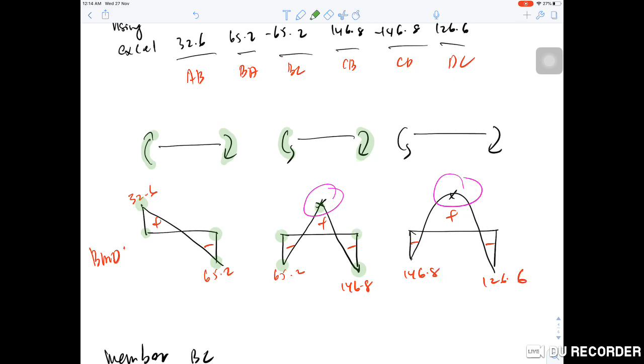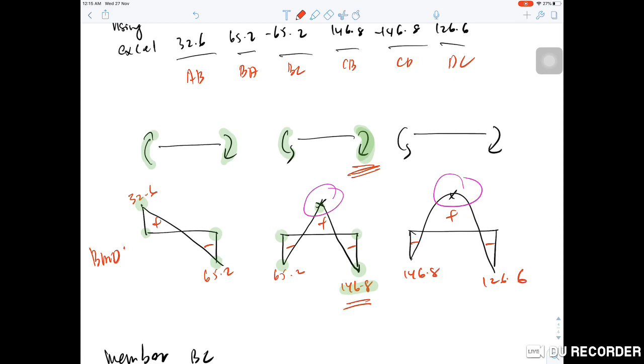Okay, so it is negative 65.2 and negative 146.8. It is negative because when we add back this one, which is positive, right? This one is negative, plus this one which is positive, so we get back to 0 because we must close the diagram.